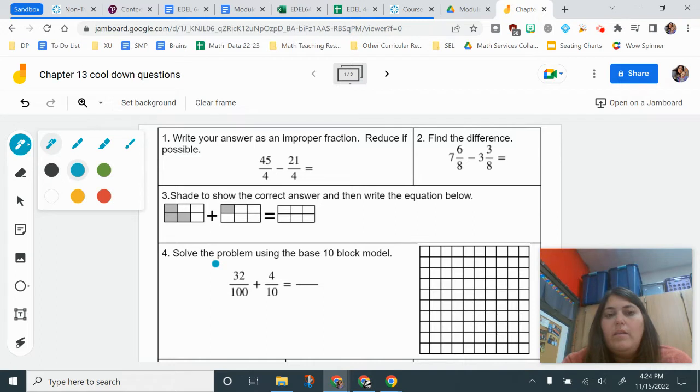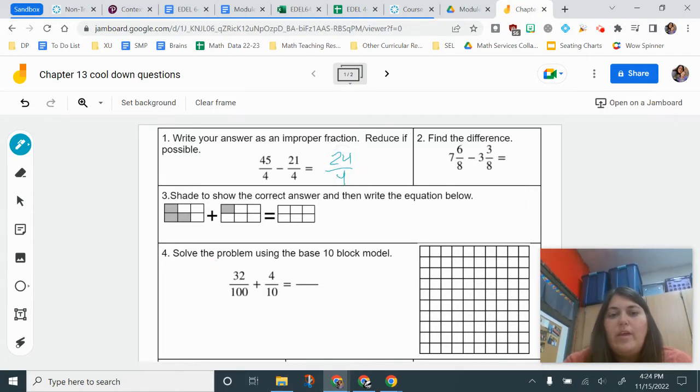Because they have the same denominator, I can just do 45 minus 21, which would be 24. And then we keep our denominator the same, 24 fourths. And then we're going to reduce that. 24 divided by 4 is 6, so it is just perfectly 6.